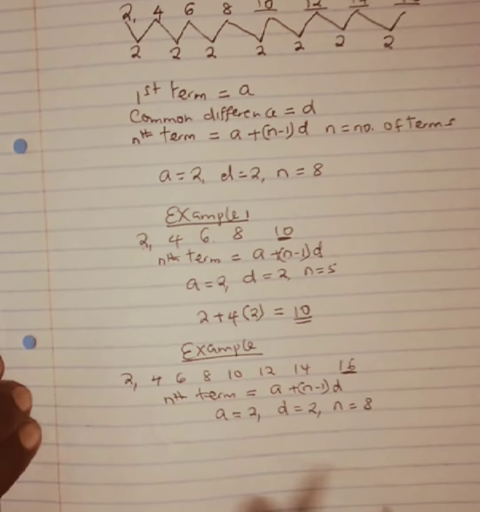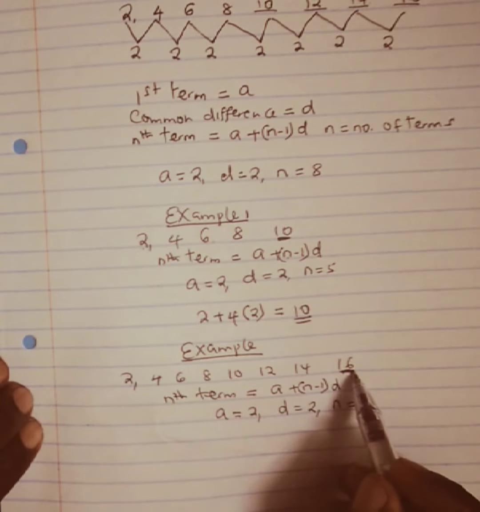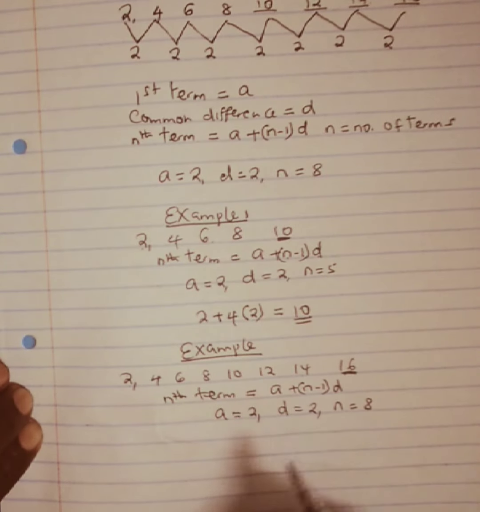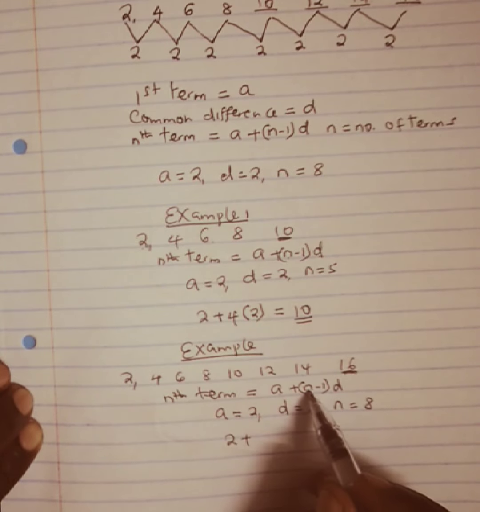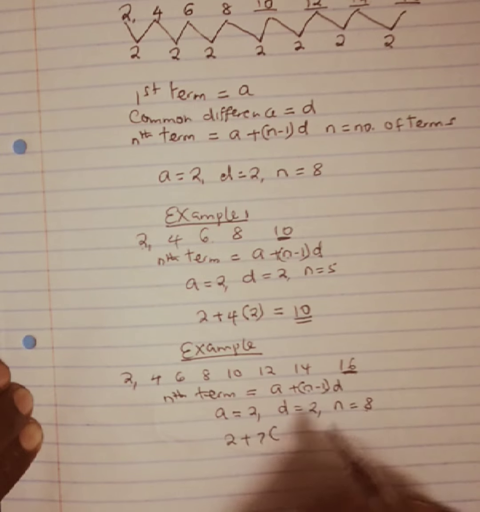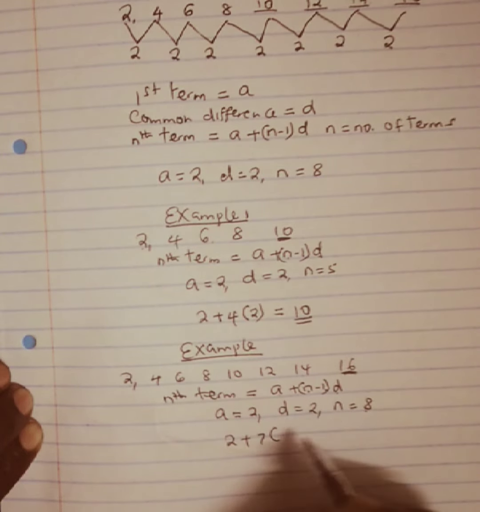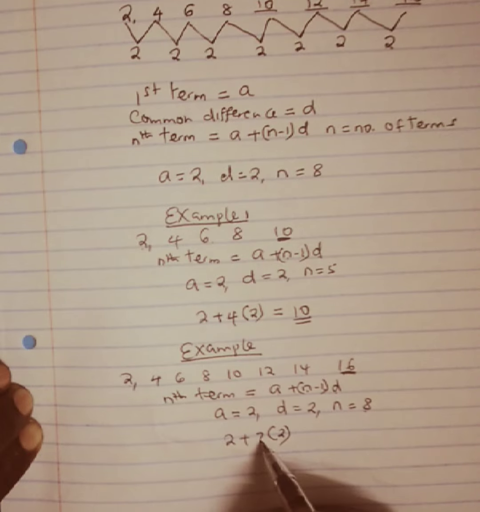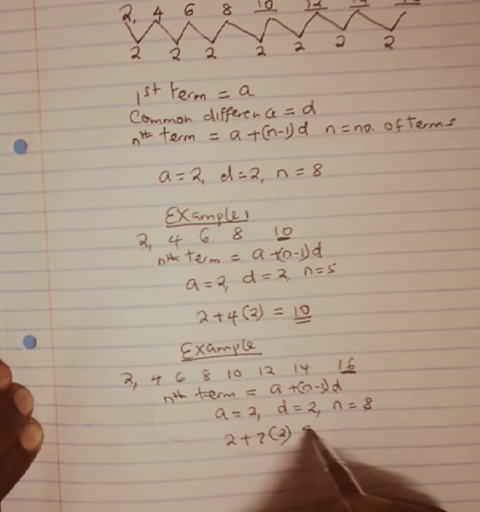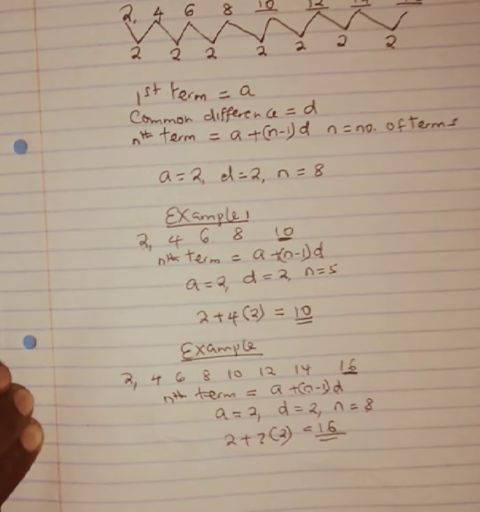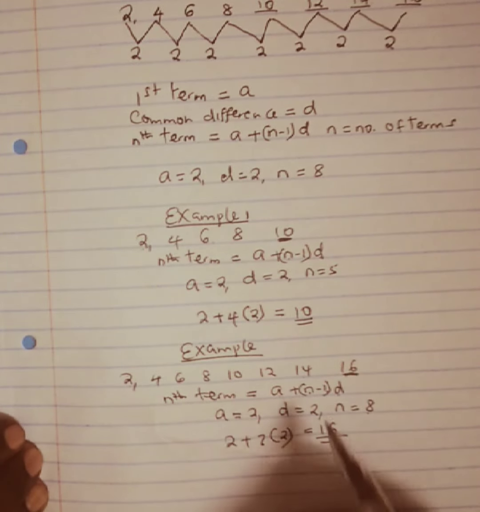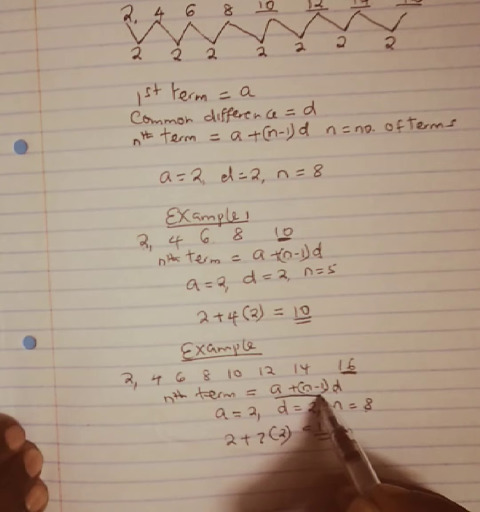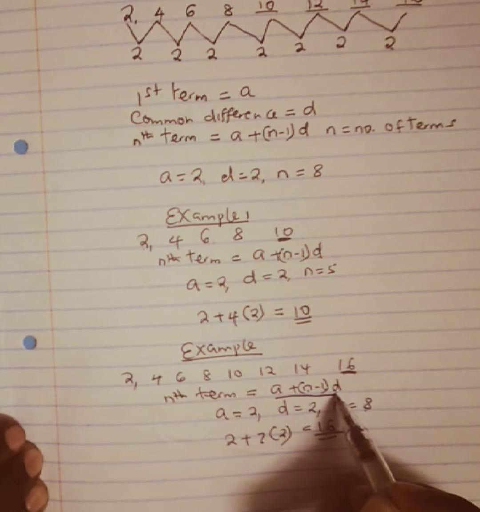So we are looking for 16 as our nth term by using the formula. We know a is 2, n is 8. 8 minus 1 you get 7. Then 7 we multiply by the common difference, which is 2. 2 times 7 you get 14, plus 2, this one will give you 16. So to get the last term in any given sequence, we use a plus (n minus 1) times d.